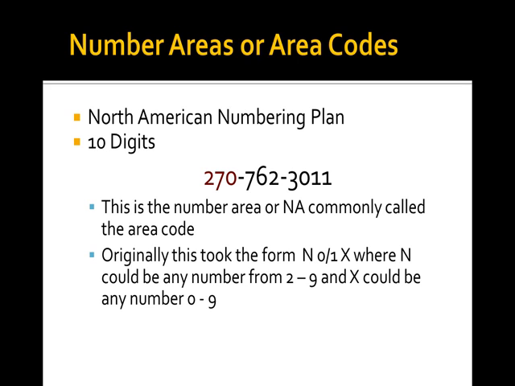So if you go through the math on that, this first digit place could be 2, 3, 4, 5, 6, 7, 8, or 9. The middle digit could be 0 or 1, and the last one could be 0, 1, 2, 3, 4, 5, 6, 7, 8, 9. Okay?